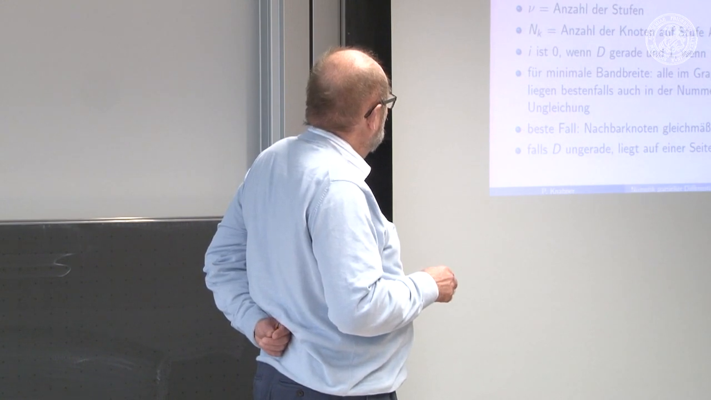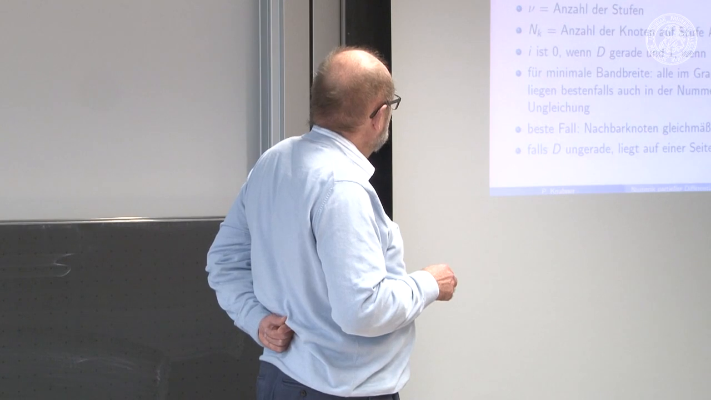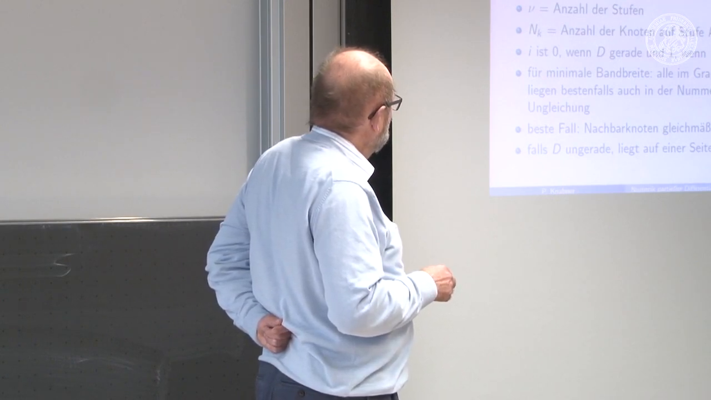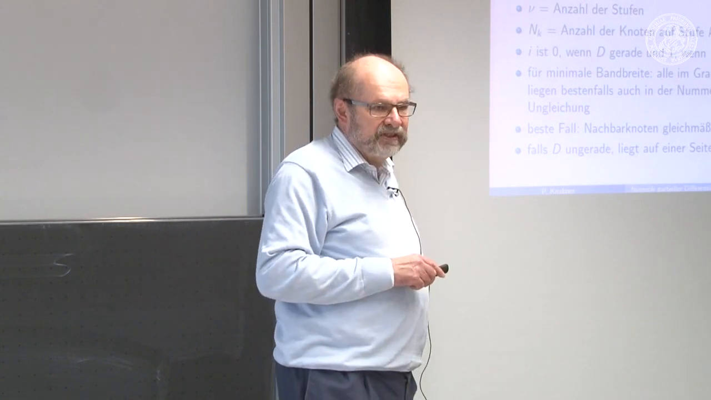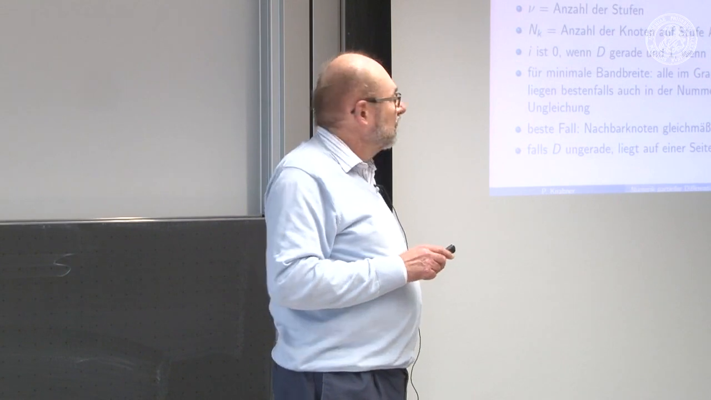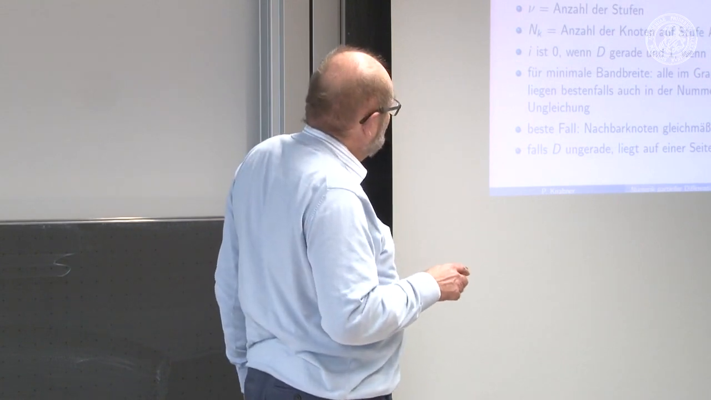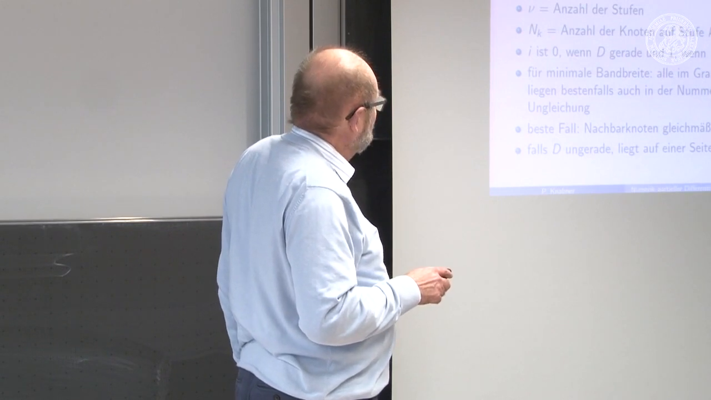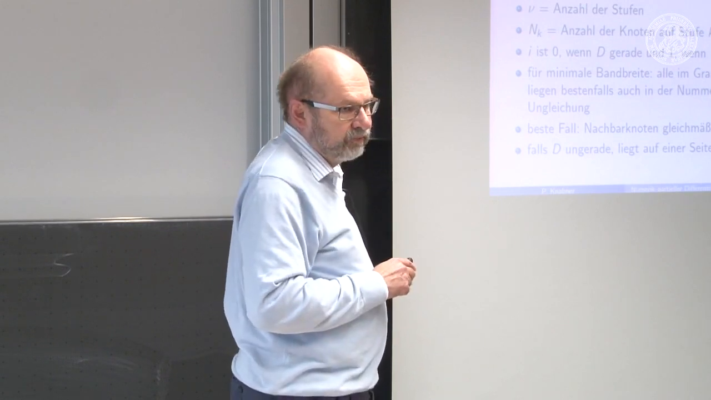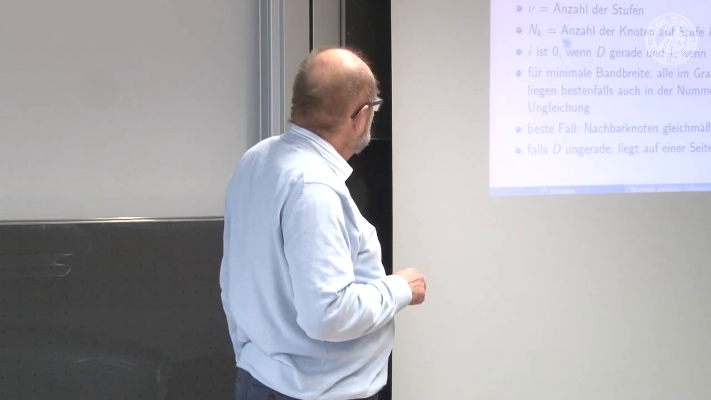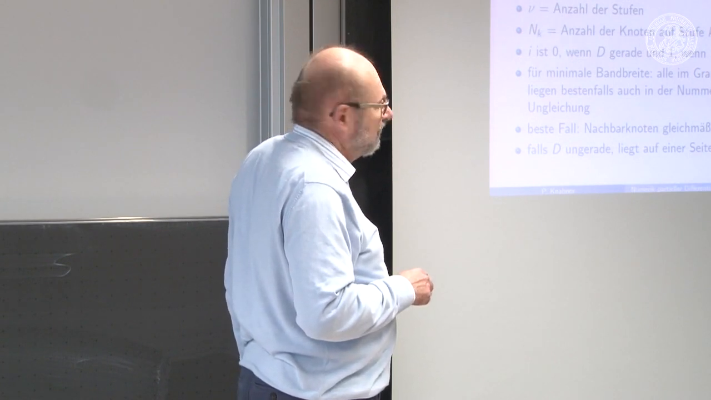Okay, and what is the rest? So this is something which depends on the graph, and by this depends on the triangulation. It has nothing to do with the numbering. The upper bound has to do with the numbering, because it refers to the levels which are produced by the numbering. So this number capital Nk is the number of nodes at level k.